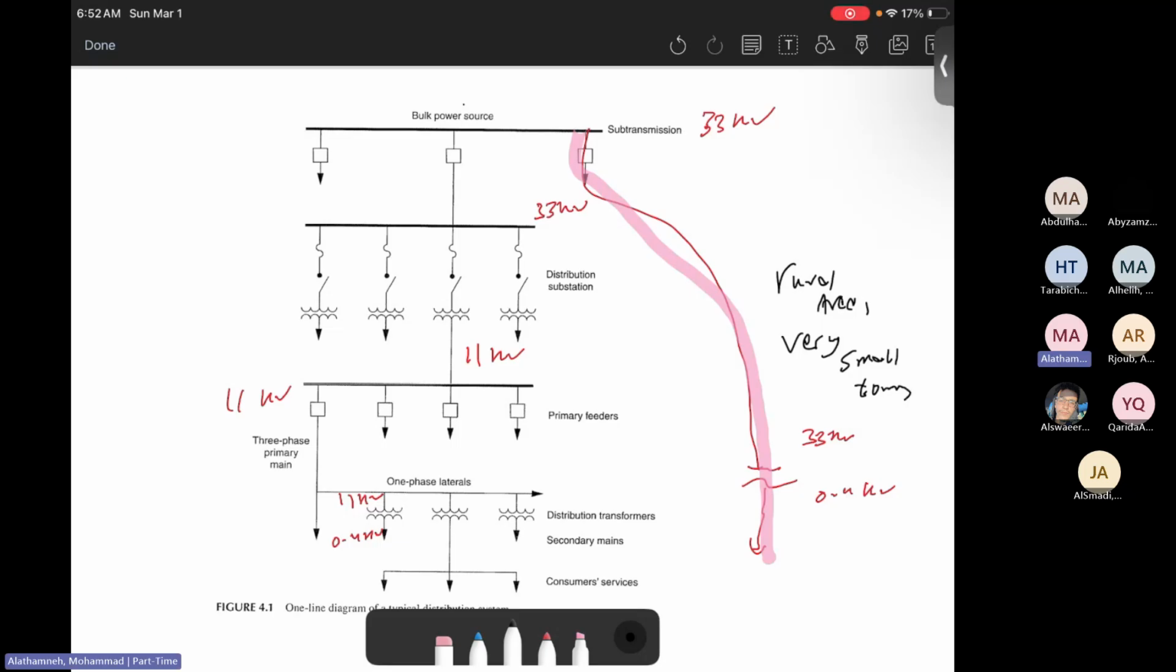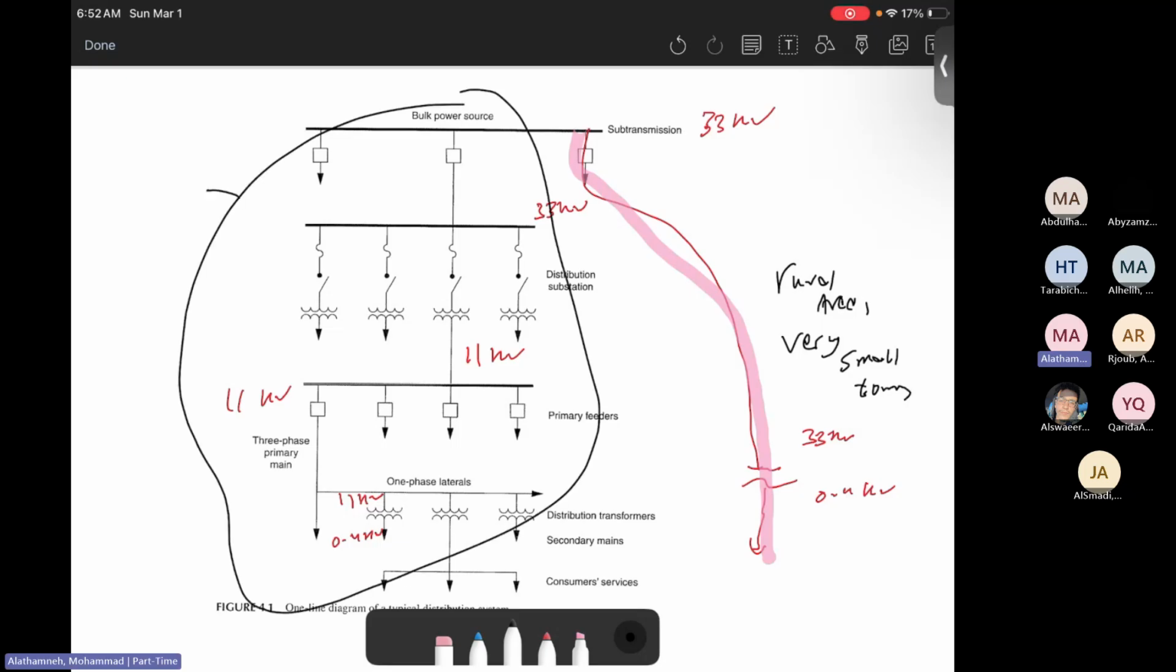However, this part is used in populated areas, in very big towns or inside cities, and especially close to the city center. Then we will have these steps, converting 33 to 11, then from 11 to 0.4 kilovolts inside the cities. Which one is better? Which one is safer? I would recommend converting 33 kilovolts to 11 kilovolts, then from 11 to 0.4.